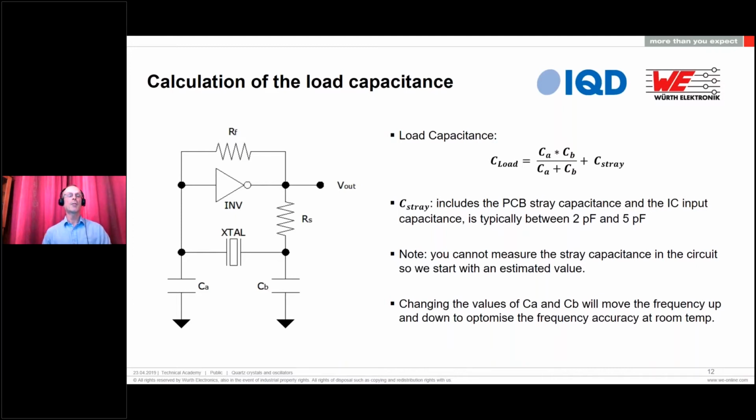The diagram on the left is a typical Pierce oscillator circuit. The inverting buffer shown and the feedback resistor is generally built into most microprocessors nowadays. So all you generally need to do is apply an external crystal and two external capacitors.